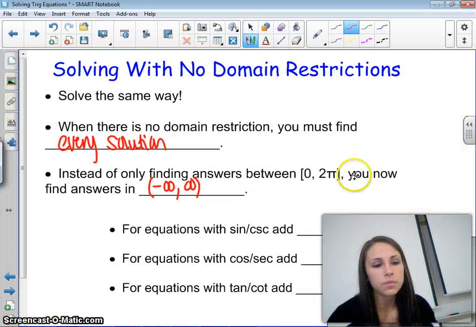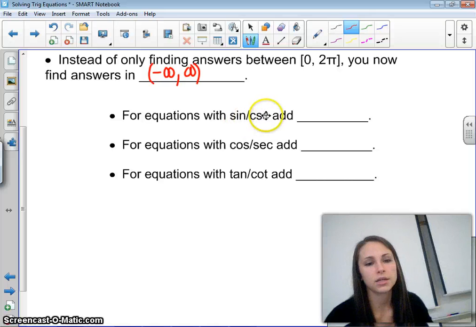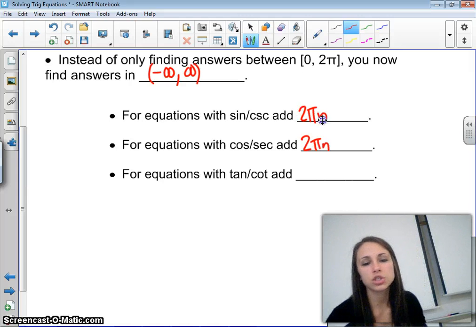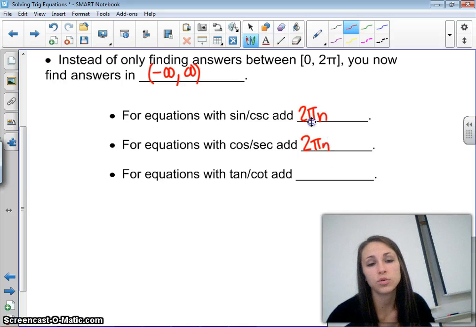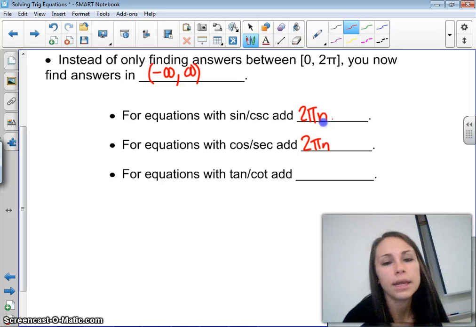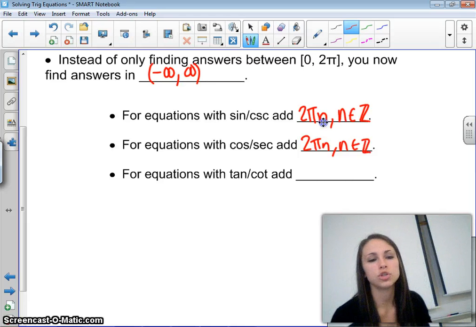So whenever you are solving equations that have sine, cosecant, cosine, or secant in them, you're going to add 2 pi n, and basically this just means multiples of 2 pi. So if you wanted to add 1 rotation to an angle, you would put 1 in right here. If you wanted to add 2, you'd put 2, 3, you'd put 3, and so on. And n is in the set of integers. So n belongs to the set of integers.